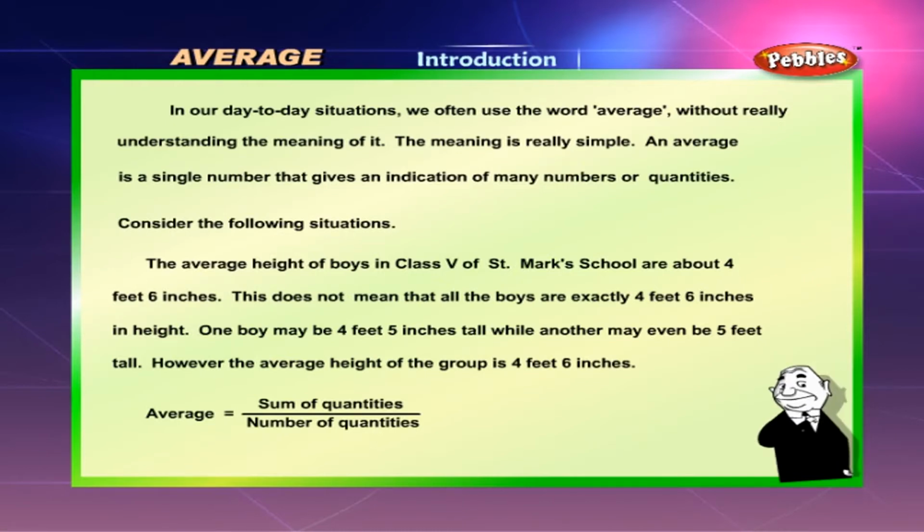Consider the following situations. The average height of boys in class 5 of St. Mark's School is about 4 feet 6 inches. This does not mean that all the boys are exactly 4 feet 6 inches in height. One boy may be 4 feet 5 inches tall, while another may even be 5 feet tall. However, the average height of the group is 4 feet 6 inches. Average is equal to sum of quantities divided by number of quantities.